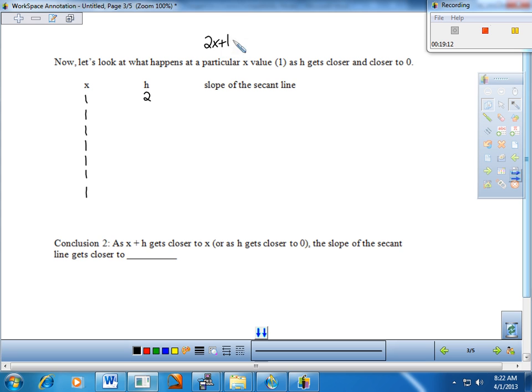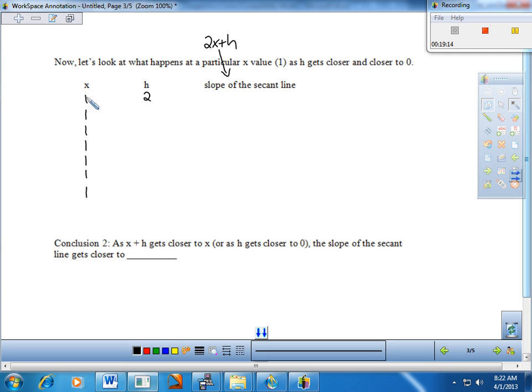Remember, slope of the secant line is 2x plus h. So we have that piece right there. If I have x and I have h, can I pretty easily go ahead and get the slope of the secant line? Oh, yeah, of course. So let's do it here. And I'll show this to you and how that plays out on the graph of the function momentarily. But let's do some nice, easy calculations.